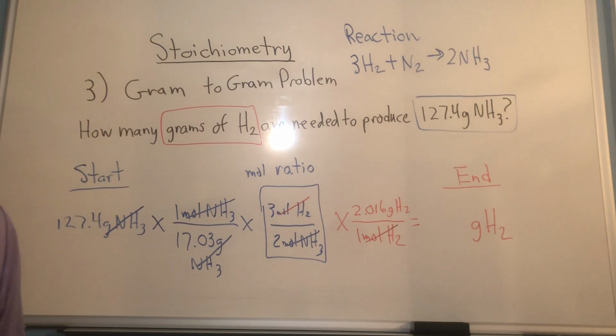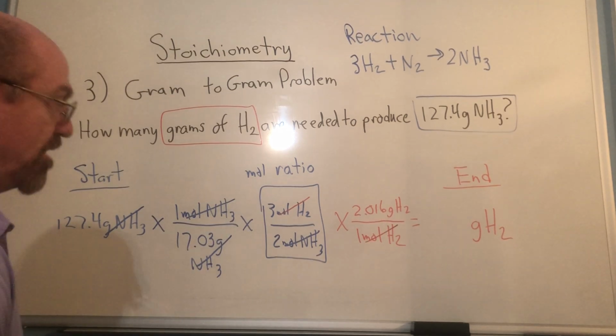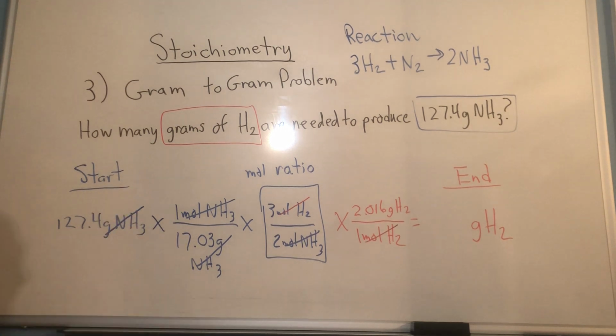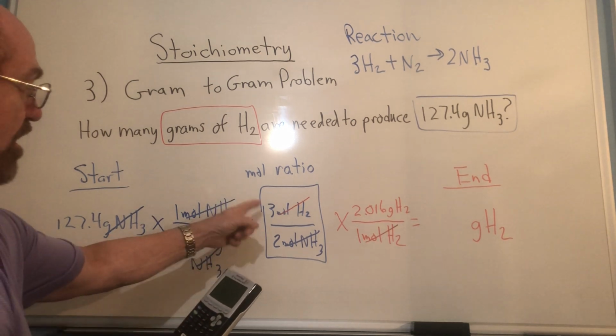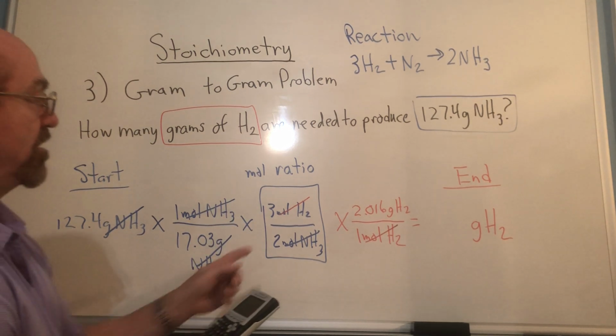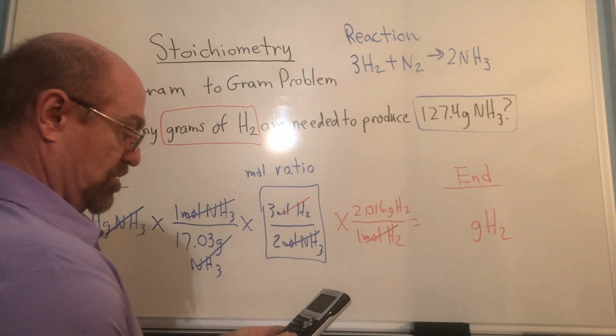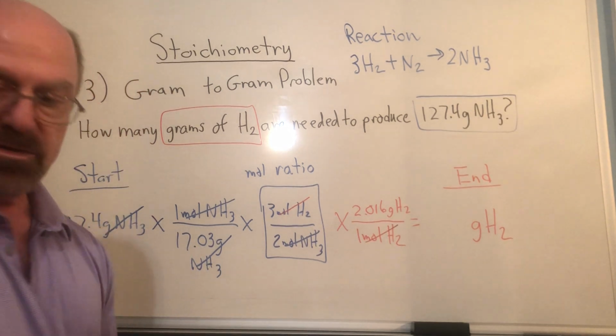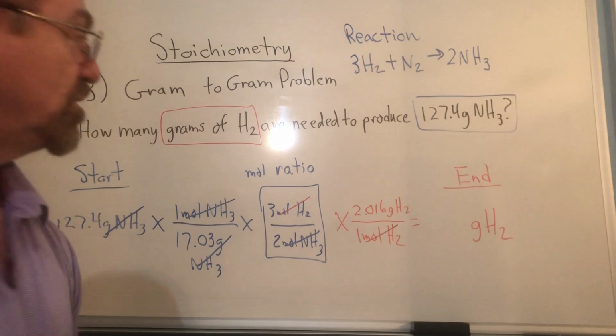By the way, the way I'm setting these up is that thing called dimensional analysis that we talked about before. The point behind this is that if you set it up right, all the units cancel out and the only unit left is the correct one. So to do the calculation, 127.4, we divide it by 17.03, and this is 3 to 2, so that's 1.5, so let's multiply by 1.5. And then finally multiply by 2.016. So you notice how I step it apart into individual steps?